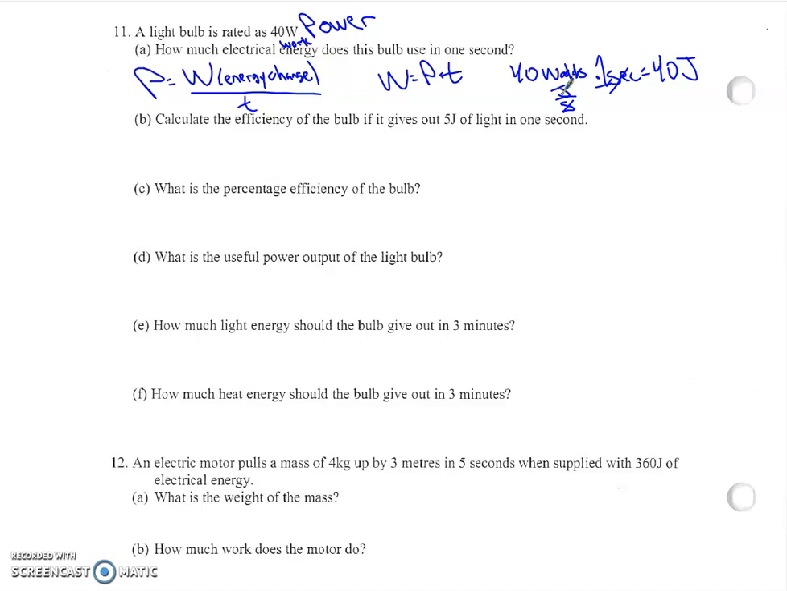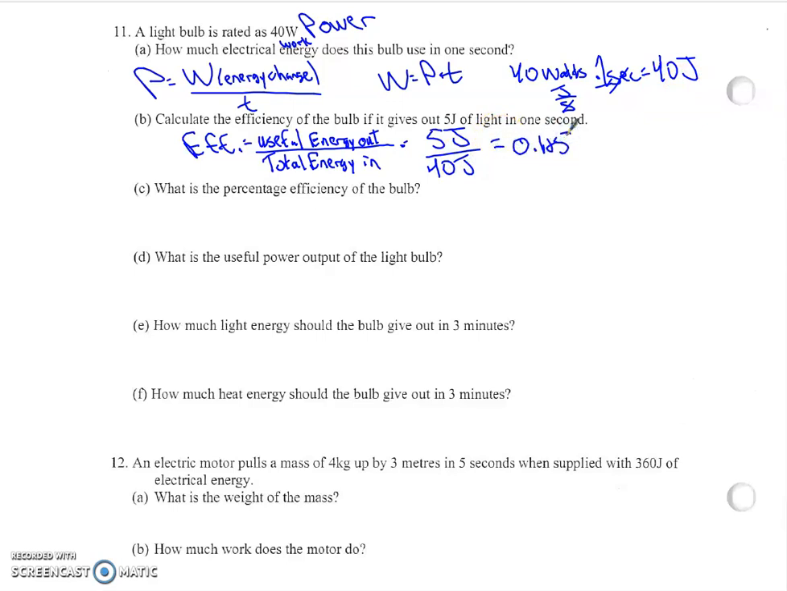Now B is asking what the efficiency is if out of that 40 joules, only 5 joules is used to produce light. For efficiency, we have the useful energy out divided by the total energy in. It's not asking for percent right now; that's going to come up in the next one. So we have that 5 joules, which is the useful light. The total energy that we figured out in the previous problem was 40 joules. That gives us an efficiency of 0.125.